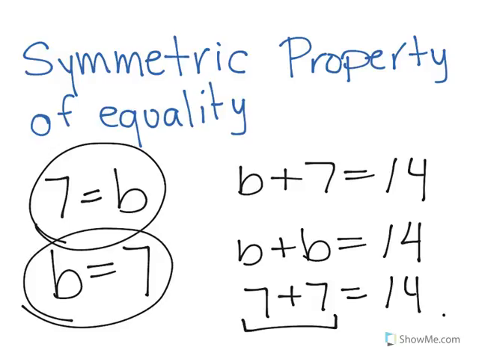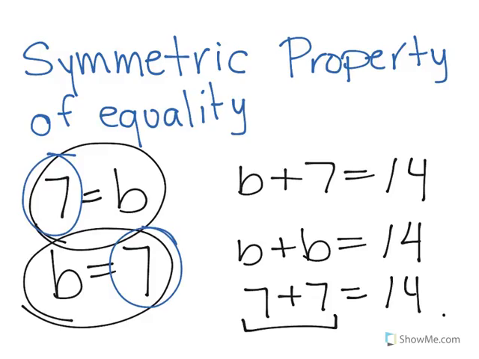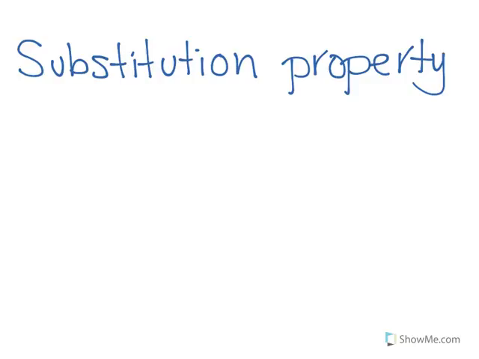Symmetric means that, well, you have symmetry. So if you have something on one side, you can also have it on the other side, and vice versa. Next, we have the substitution property. We already used substitution right here, actually, by substituting B in place of 7. But let's see specifically what this means. Substitution means to replace, basically.